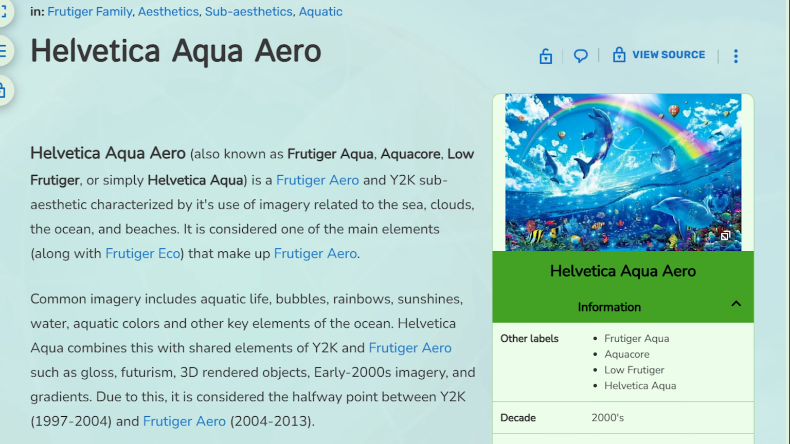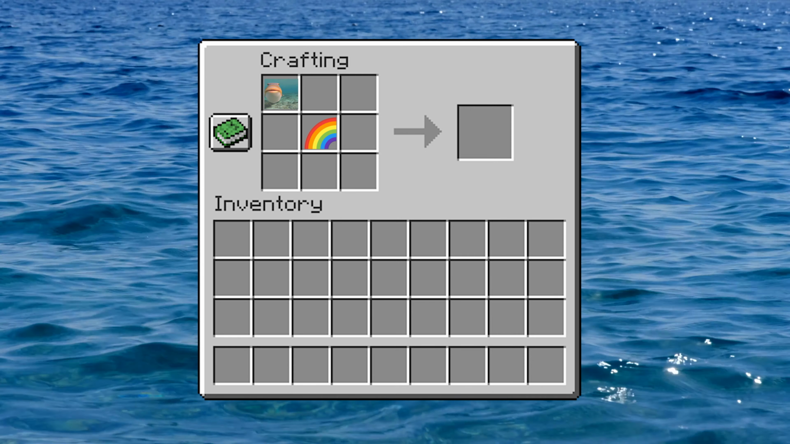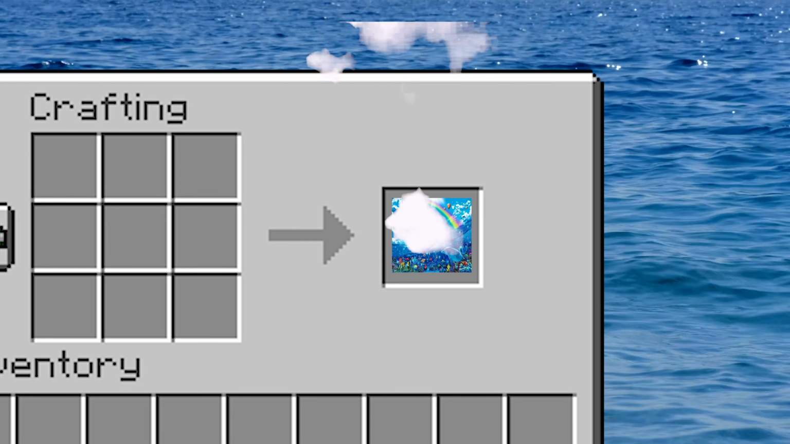I think the second most recognizable subgenre though is the Helvetica Aqua. I don't know how to say this. It's on the screen, just be happy with that. I'm not gonna try and say this. Which portrayed images related to the sea, with fish and rainbows and sunshines. It is very related to Frutiger Eco, and actually they both go hand in hand. Maybe this is the reason people do generalize both and call them just Frutiger Aero.